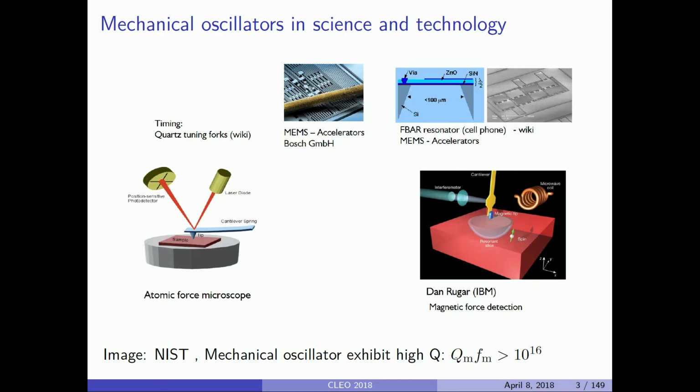And of course, mechanical oscillators can also be used for very sensitive measurements. An example is the atomic force microscope. You can even be so sensitive that one can detect even the presence of single spins with such an AFM.